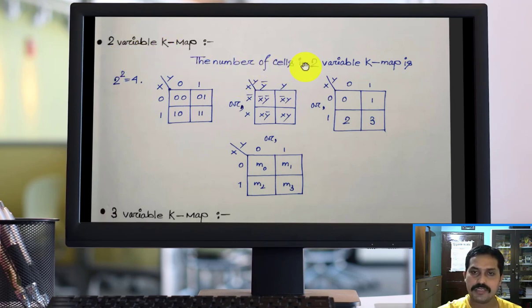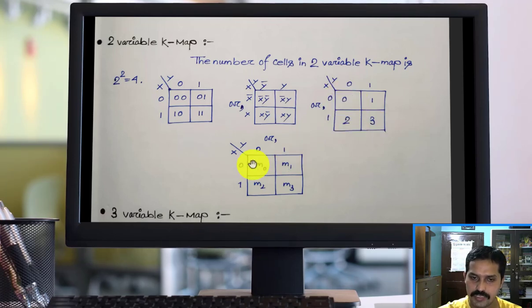Now what is the 2 variable K-map method? The number of cells in the 2 variable K-map method is 2 to the power 2, where this 2 means the number of variables, equals 4. Now say x and y be 2 variables. So x here is 0, 1, where 0 means off position, 1 means on position. Here y represents 0 and 1. Now 0 0, 0 1, 1 0, 1 1. Or 0 means x complement, 1 means x, 0 means y complement, 1 means y. Then x complement y complement, x complement y, x y complement, x y. Or you can write 0, 1, 2, 3.